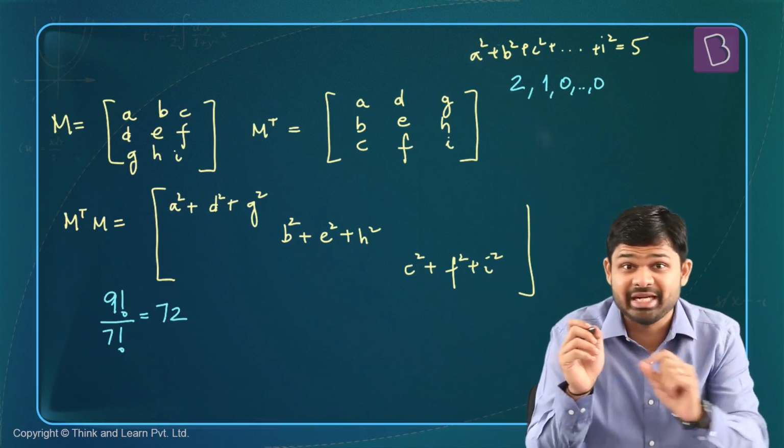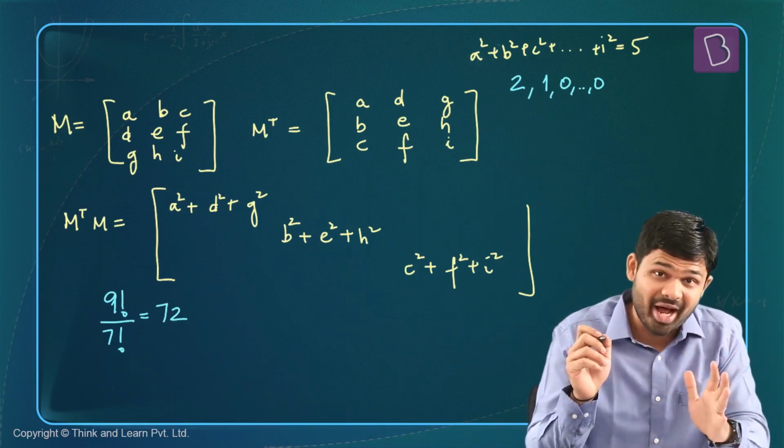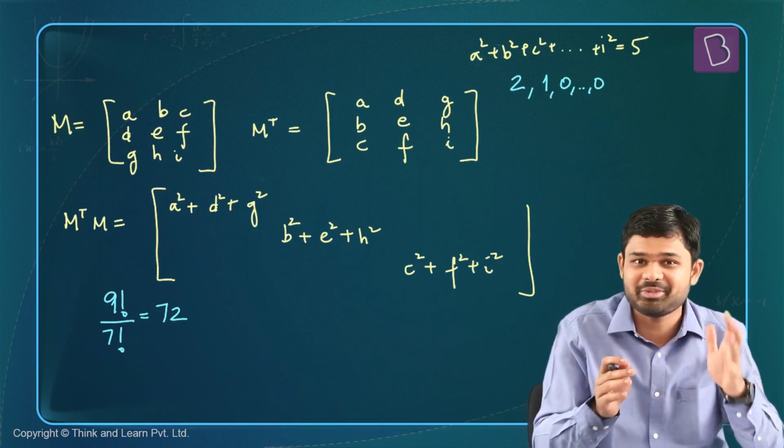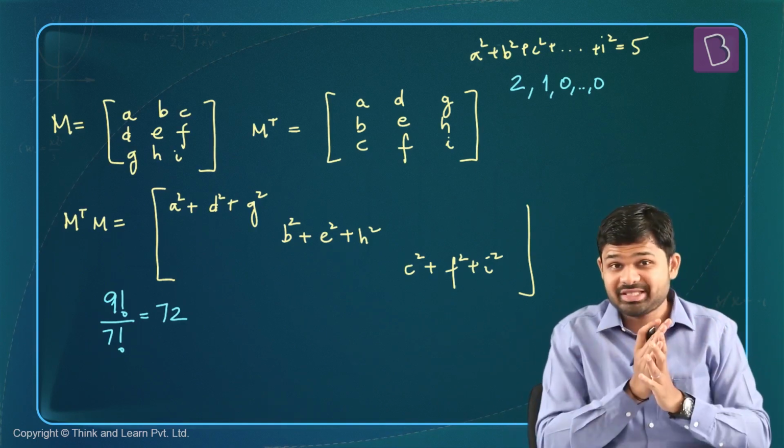There is yet another possibility. 5 elements could have been 1, 4 elements could have been 0, correct? Because then you have 1 plus 1 plus 1 plus 1 plus 1 equal to 5. So in how many ways can you do that?